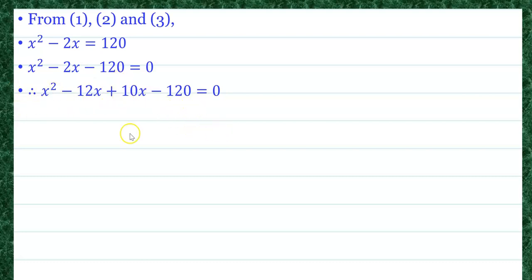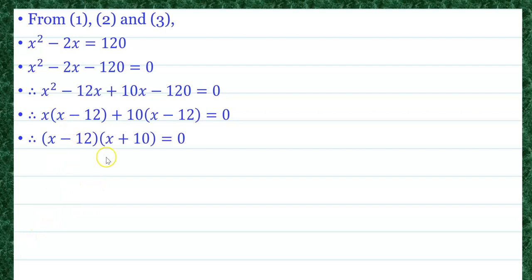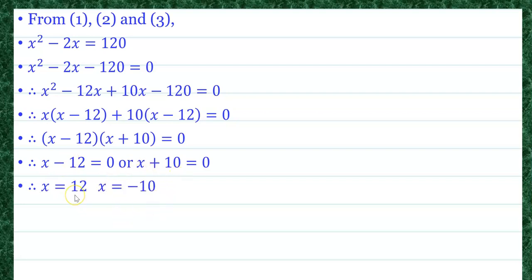या दोघातनं x कॉमन, या दोघातनं 10 कॉमन, and then x in bracket x minus 12 plus 10 in bracket x minus 12 is equal to 0, and therefore x minus 12 into x plus 10 is equal to 0. x minus 12 is equal to 0 or x plus 10 is equal to 0. Therefore x is equal to 12 or x is equal to minus 10. तिथे or पाहिजे होता. Okay, x is equal to 12 or x is equal to minus 10.